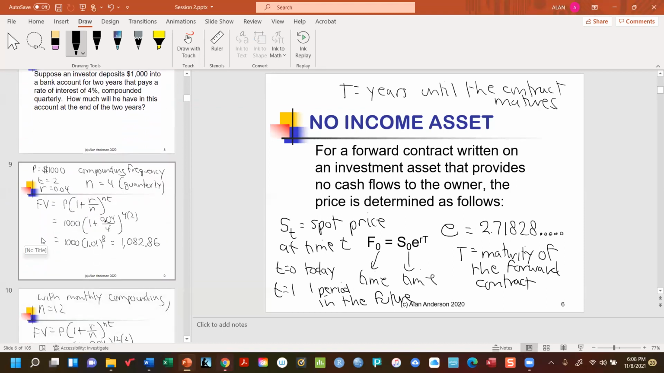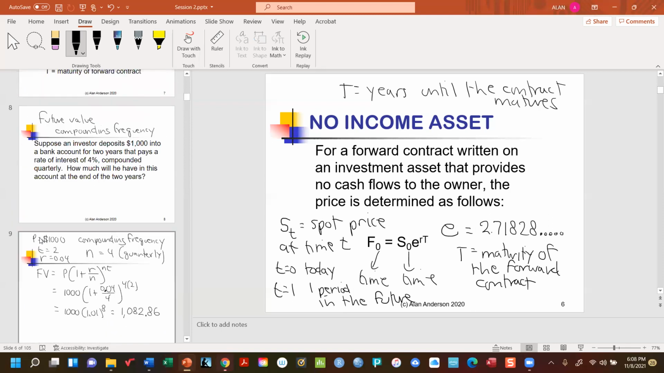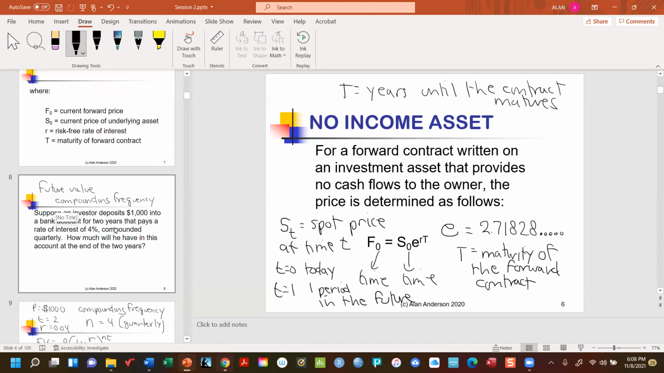Oh, it looks like I've already done that. Excellent. All right. Well, I forgot that this was here. So let me skip ahead a little bit here. There's an example here of how important this E turns out to be.